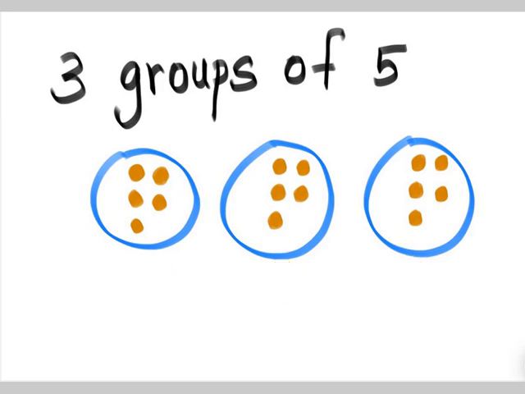The number of orange dots, or orange little circles, 1, 2, 3, 4, and 5, represent the size of each group, or the size of one group. If you see here, there are 5 orange circles. The size of one group is 5.